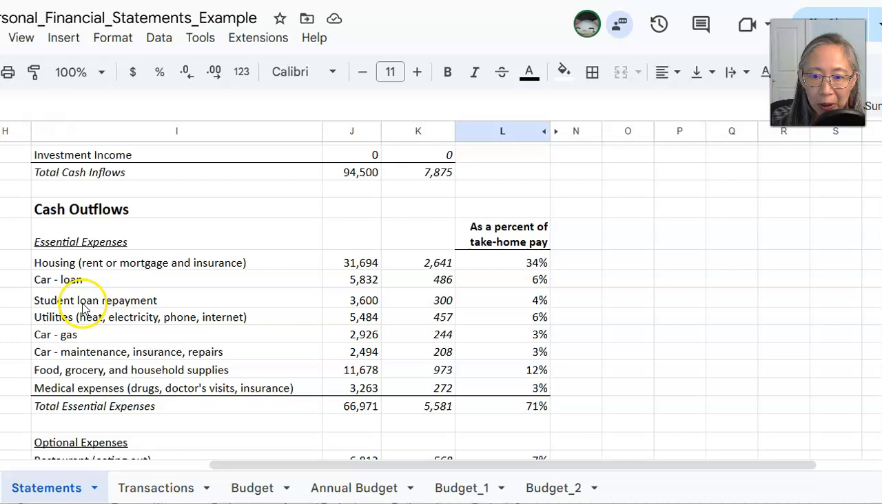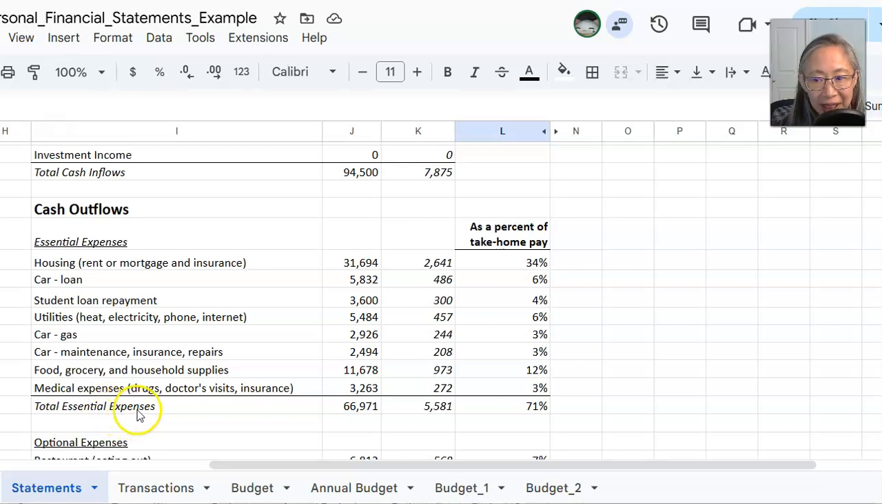The same thing, student loan repayment is $3,600. You take $3,600 divided by $94,500, you get 0.04, which is 4%. We see that for essential expenses, housing and food are the two largest categories for Maya and Isis. And that is not surprising. For most of us, we'll probably find that housing and food are our largest expenses.